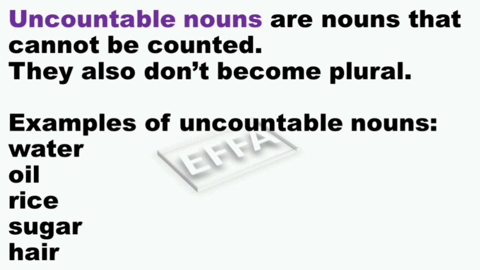Examples of uncountable nouns: water, oil, rice, sugar, hair. Dear friends, these are examples of uncountable nouns. You don't say one water, two waters. You can't count them in the same way.